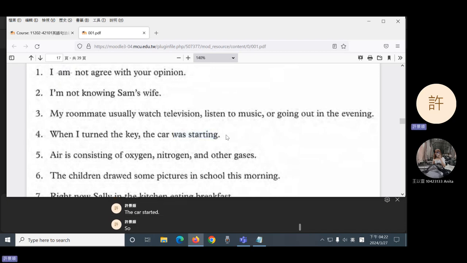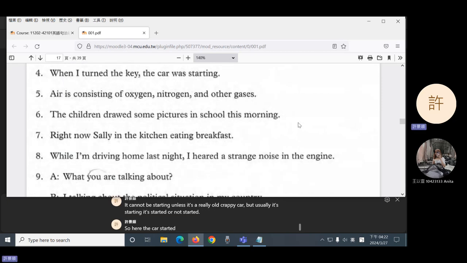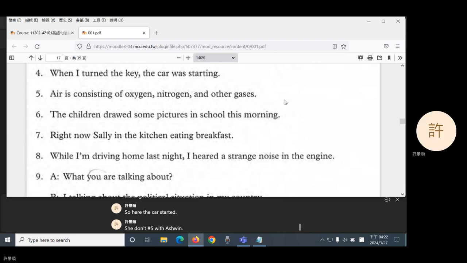Number four, good, the car started. So again, the grammar is perfect, but the meaning doesn't make sense. A car can only start or not start. It cannot be starting unless it's a really old crappy car. But usually it's started or not started. So here the car started.